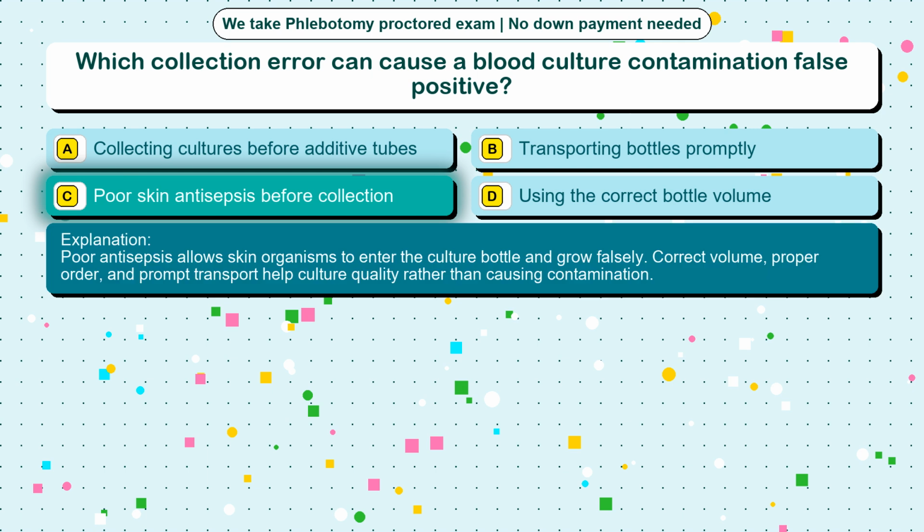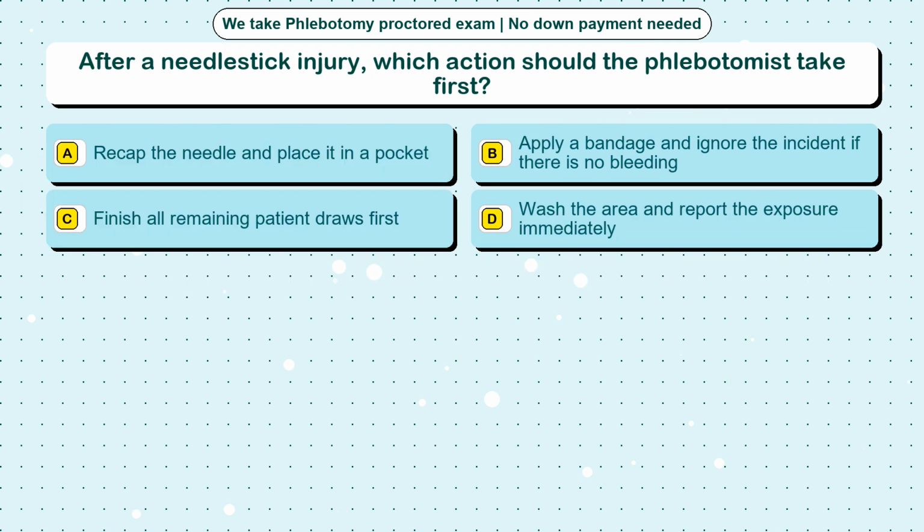Poor antisepsis allows skin organisms to enter the culture bottle and grow falsely. Correct volume, proper order, and prompt transport help culture quality rather than causing contamination. Question 88. After a needle stick injury, which action should the phlebotomist take first? Option A, recap the needle and place it in a pocket.